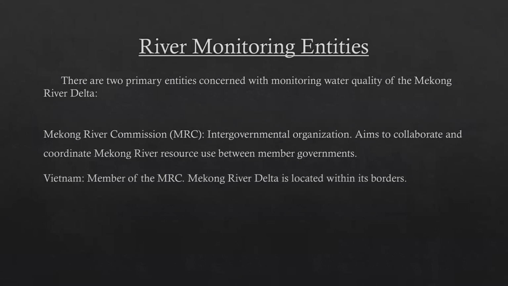And then specifically, because the Delta is in Vietnam, Vietnam is another entity that would be a good target for entering into this type of monitoring process, especially because of its agricultural dependence in the region. Although I'll note that the Vietnamese government is trying to decrease rice production in the area and try to diversify its types of crops there.